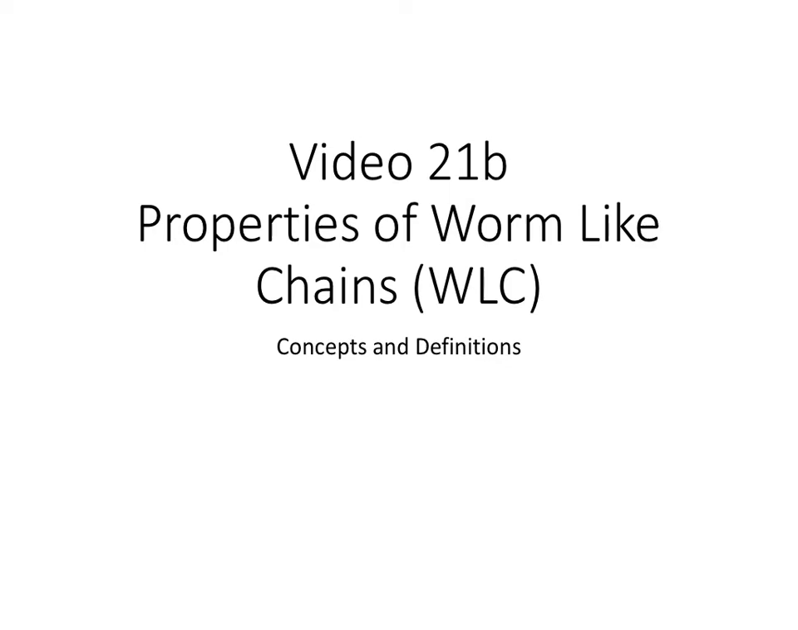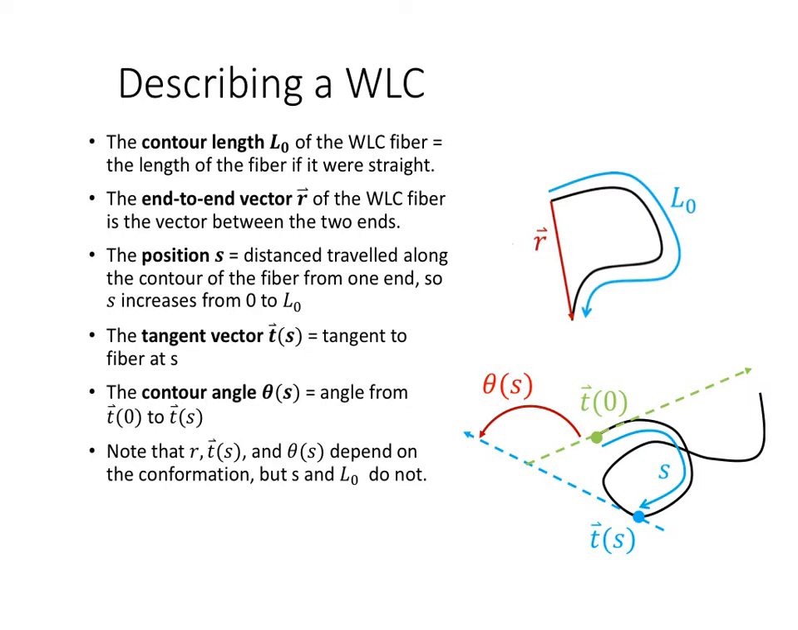In this video, we describe the concepts and definitions that set up the mathematical properties of a worm-like chain. Our first definition is the contour length, L0, of a worm-like chain fiber, which is just the contour length as you trace along the fiber shown in black from one end to the other.